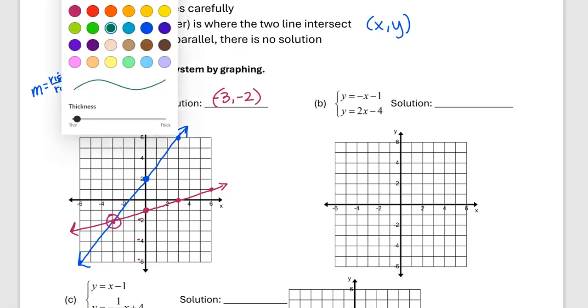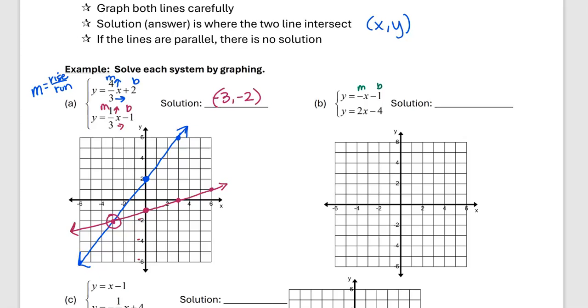All right, let's go ahead and take a look at B. So this one, we have our m, we have our b. m is actually, there's a 1 in front here, right? And then any whole number is always over 1. So our slope for this is actually -1 over 1. So when we start here at -1 for our b, we're going to go down 1, right 1, and again, down 1, right 1, down 1, right 1. And then we can go ahead and draw our line.